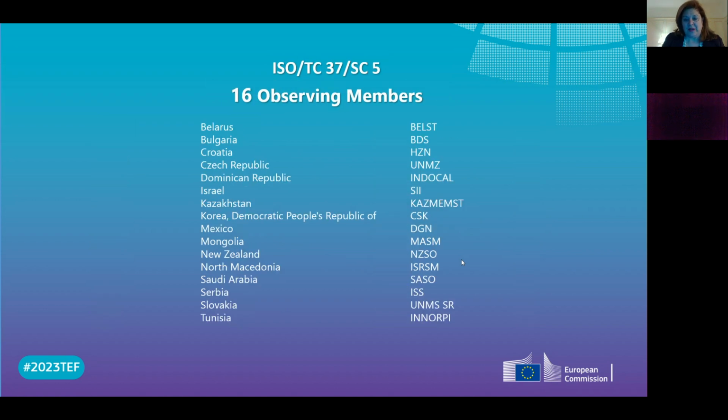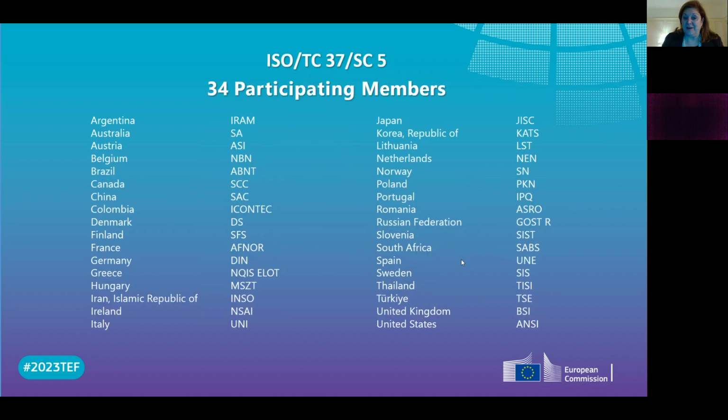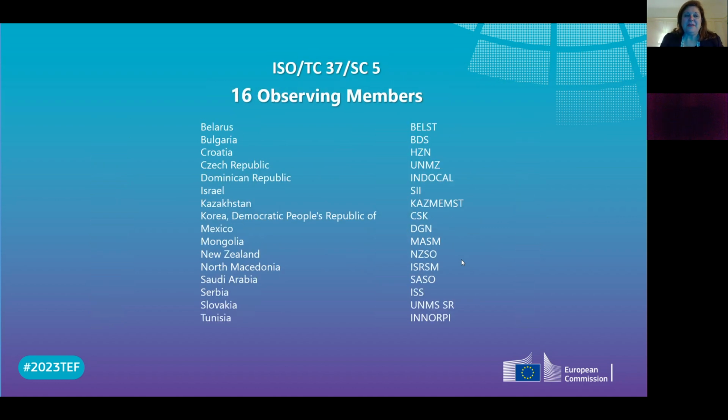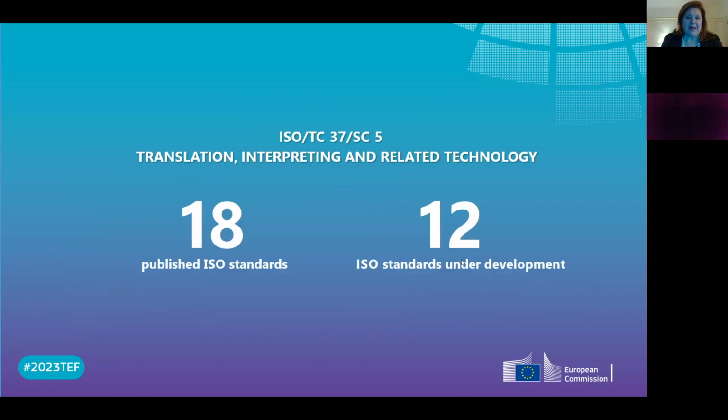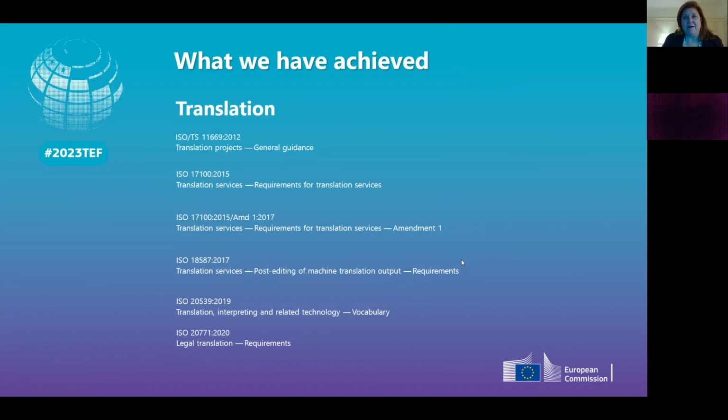There are 16 observing members. And there's room for many more countries because there's 196 countries in ISO. So if you're from a country that is not on this list, I highly suggest that you contact your National Standards Board to become involved. There are liaison organizations, many of the top international organizations that help also by giving comments. We have 18 published standards, 12 under development, and we have many more that need to get done.